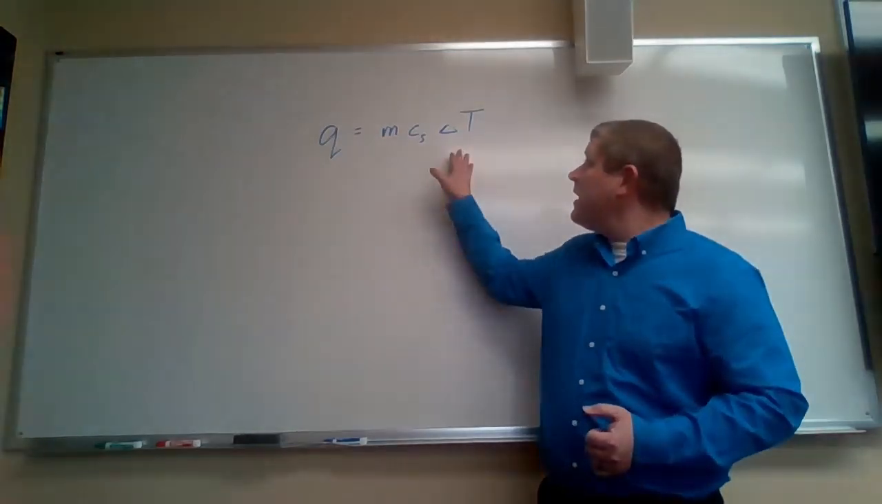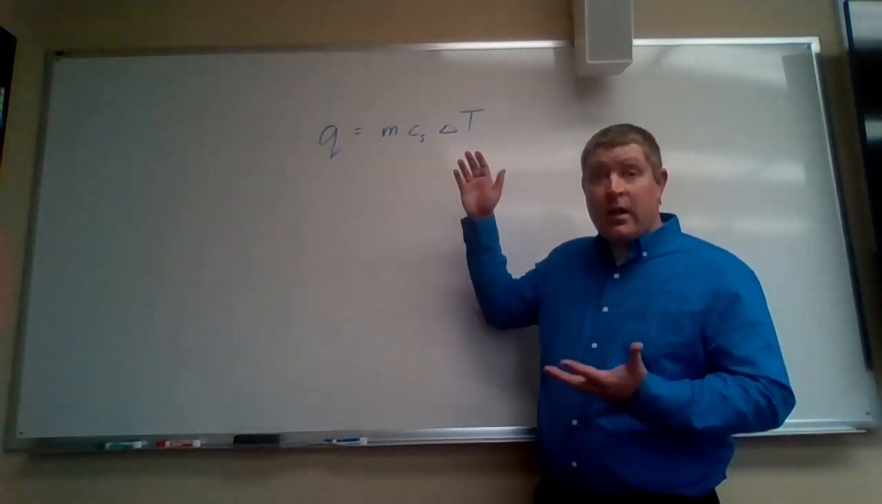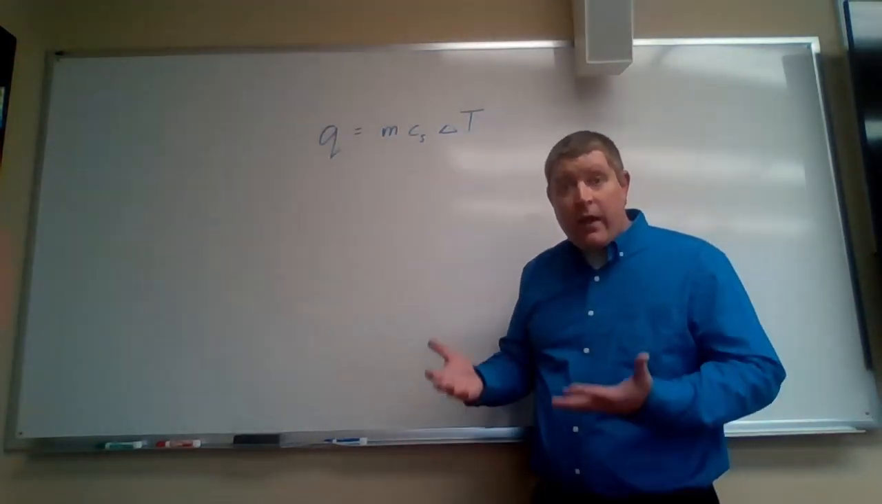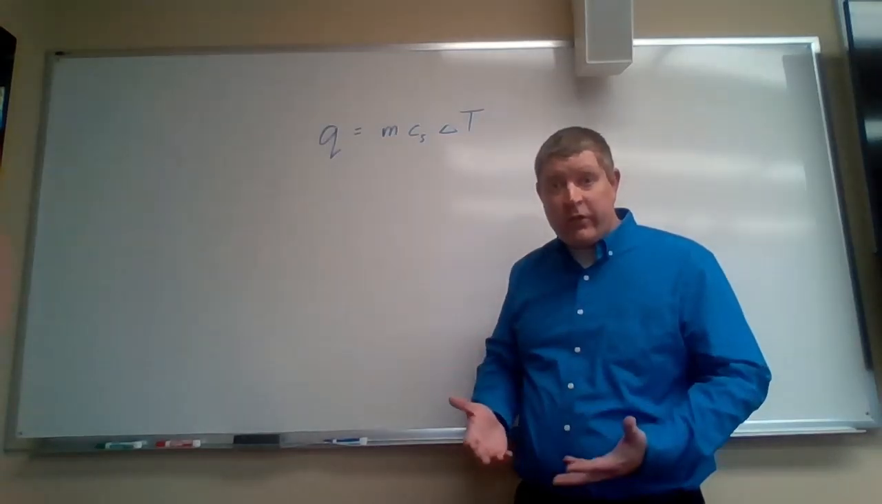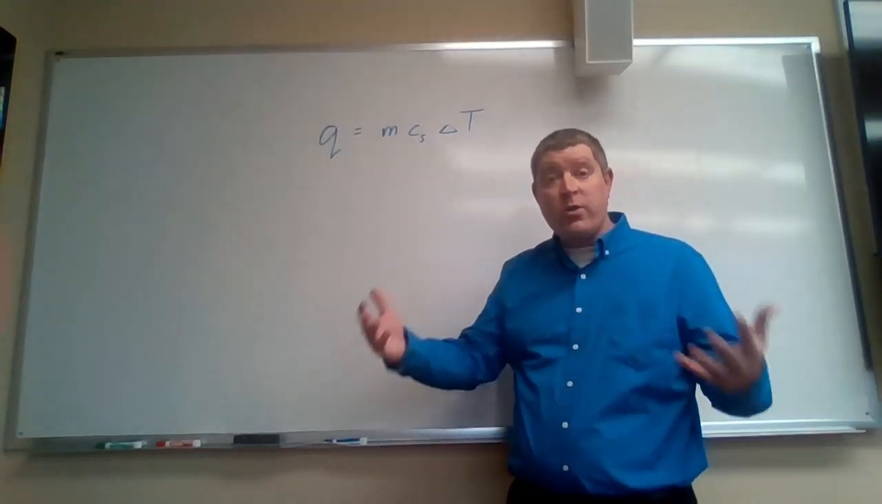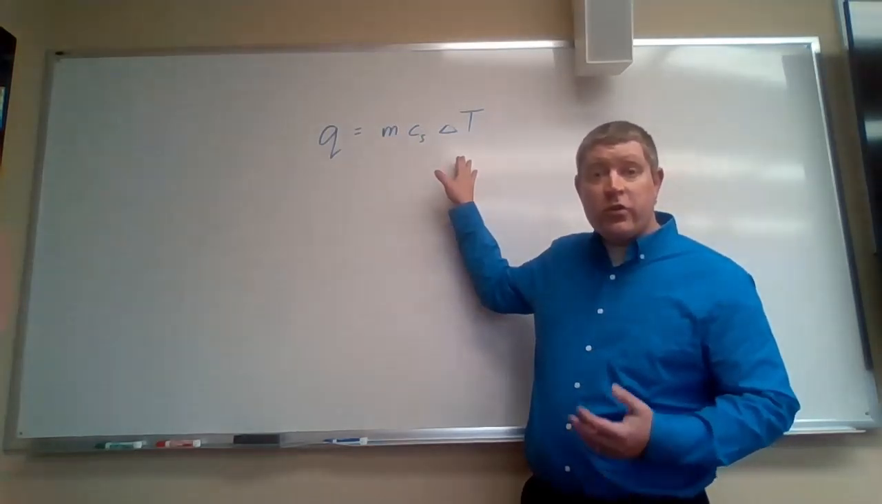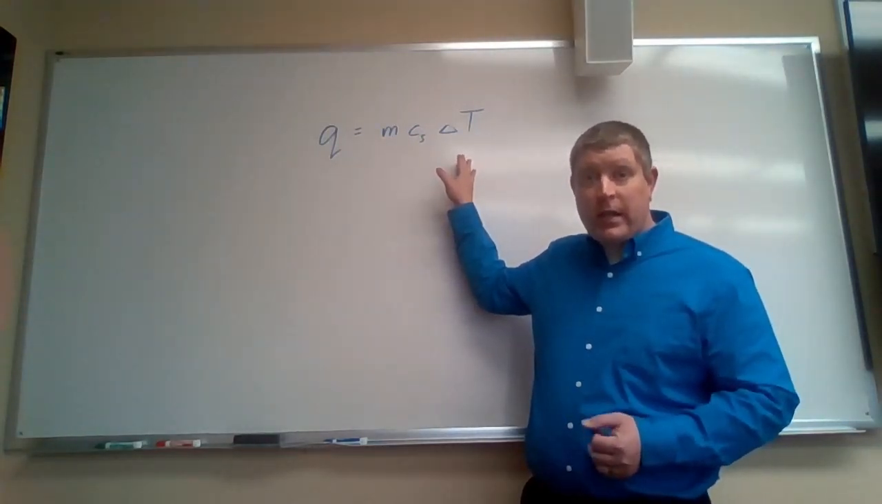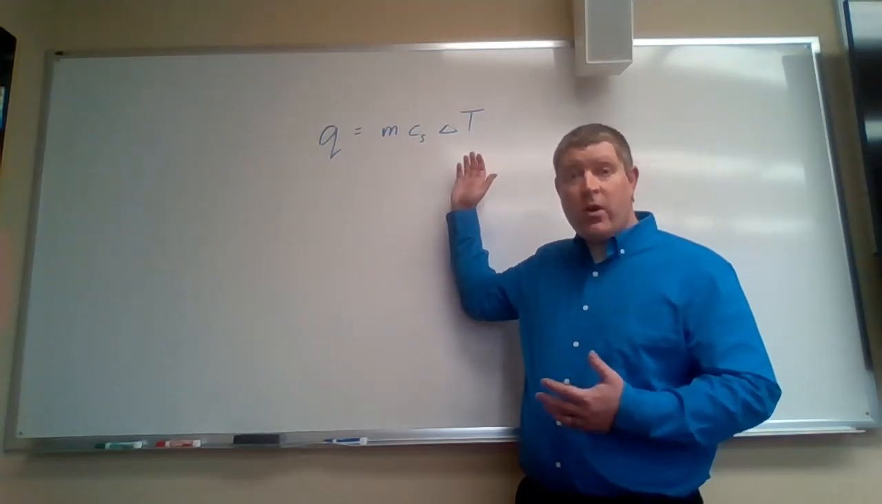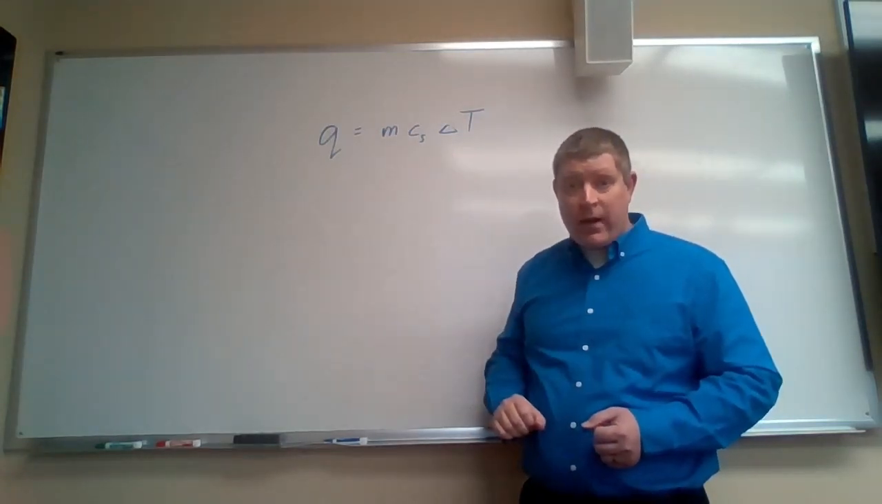On the other hand, if the sign on delta T is negative, then the temperature is dropping as heat is being released by our system. Heat is going out of our system. And so the signs here on Q and delta T tell us the direction that energy is flowing, either in, in the case of positive values, or out, in the case of negative values.